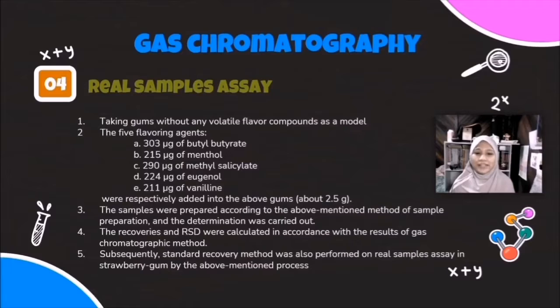First, taking gums without any volatile flavor compounds as a model. The 5 flavor agents were 303 microgram of butyl butyrate, 215 microgram of menthol, 290 microgram of methyl salicylate, 224 microgram of eugenol, and 211 microgram of vanillin. All of these were respectively added into the above gums, about 2.5 gram. The samples were prepared according to the above-mentioned method of sample preparation, and the determination was carried out. The recoveries and RSD were calculated in accordance with the result of the gas chromatographic method. Subsequently, the standard recovery method was also performed on the real sample assay, strawberry gum, by the above-mentioned process.